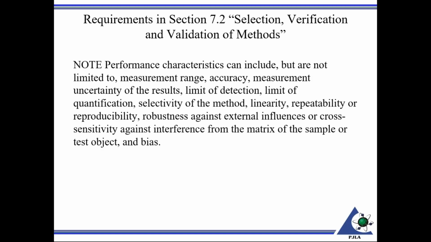Additional note, performance characteristics can include but are not limited to measurement range, accuracy, measurement uncertainty of the results, limit of detection, limit of quantification, selectivity of the method, linearity, repeatability or reproducibility, robustness against external influences or cross-sensitivity against interference from the matrix of the sample or test object, and bias. These are things that can be considered in the validation of a method. They can include, a "can" is not a requirement, that is a permission.